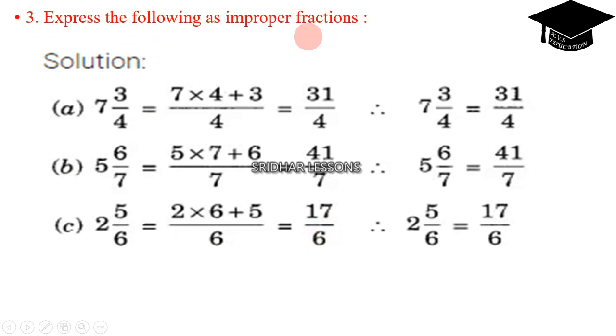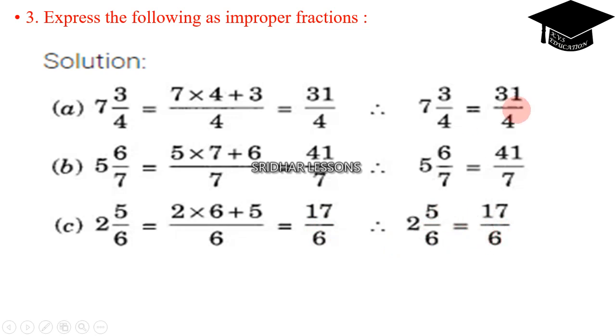Express the following as improper fractions. 7 3 by 4. Here we have to write 7 into 4 plus 3 is equal to 31 by 4. Therefore, 7 3 by 4 is equal to 31 by 4. Similarly, 5 6 by 7 is 5 into 7 plus 6, that means 41 by 7. Therefore, 5 6 by 7 is equal to 41 by 7. 2 5 by 6, 2 into 6 plus 5 divided by 6, that is 17 by 6. Therefore, 2 5 by 6 is equal to 17 by 6. These are all improper fractions.